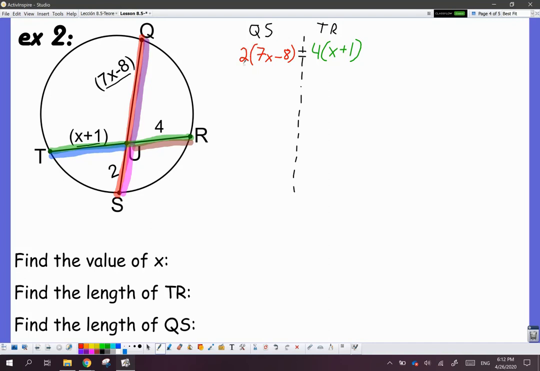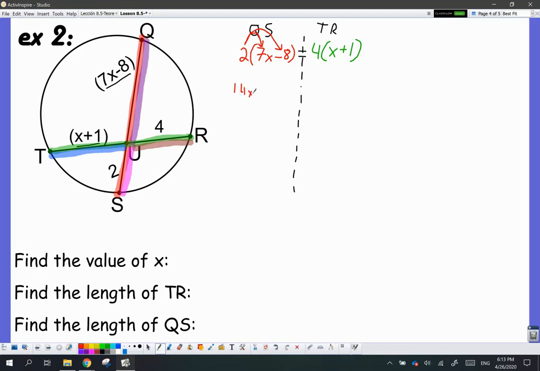I'm going to need to multiply this 2 by the entire expression. So what that means is I'm going to take this 2 and multiply it times every term that I have inside the parentheses. So I have 2 times 7x and 2 times negative 8. So let's start with 2 times 7x. Both are positive, so positive times positive is still positive. 2 times 7 is going to be 14. And then I don't have an x on the outside, so this x stays the same.